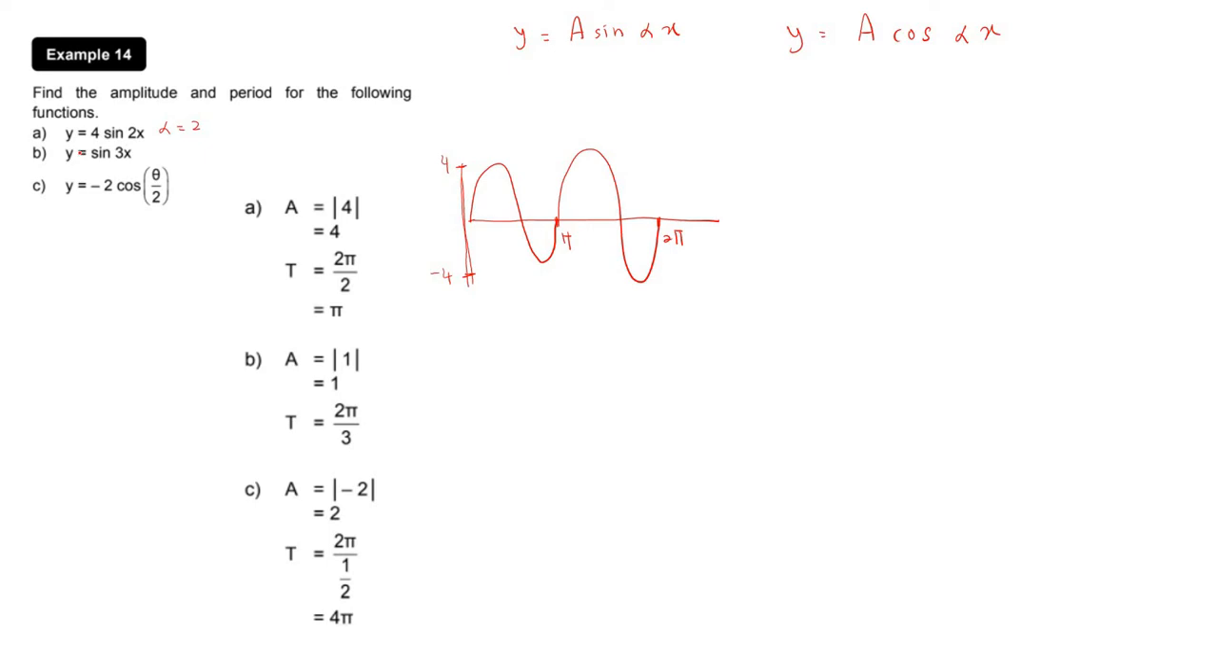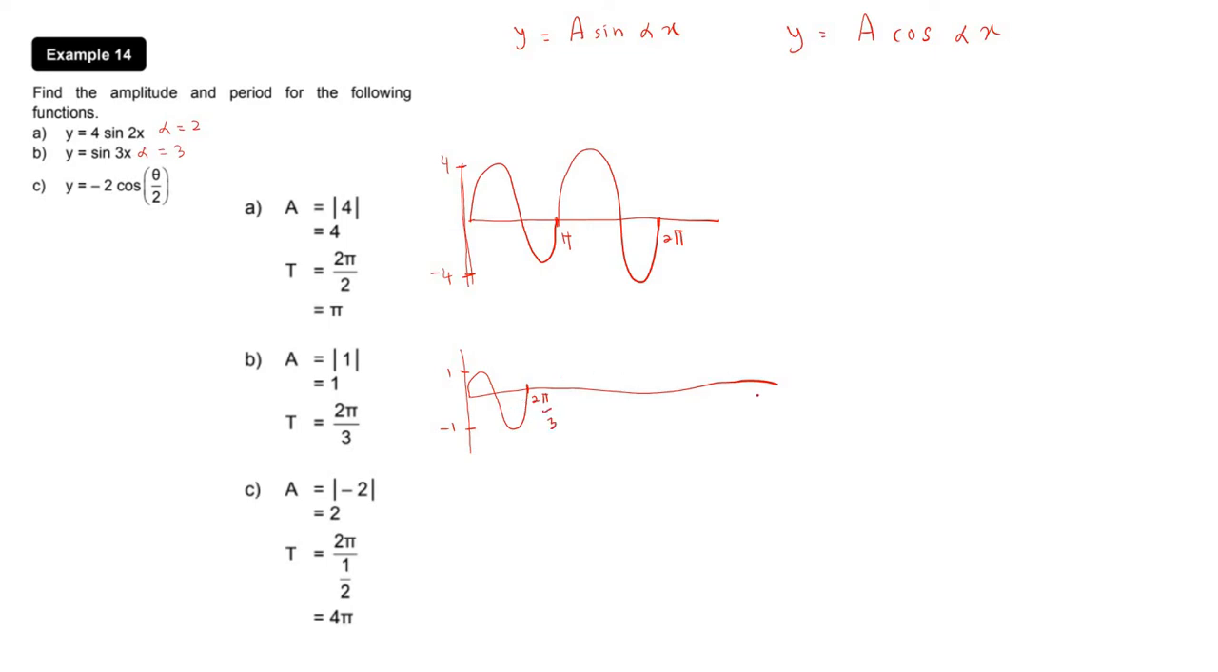Okay, for B, y equals sine 3x. Amplitude is 1. Okay, alpha equal 3. So to find period, 2 pi over 3. Okay, this one also graph of sine. Okay, now the amplitude is only 1. So 1, negative 1. The size of one cycle is 2 pi over 3. So only one cycle is only 2 pi over 3.